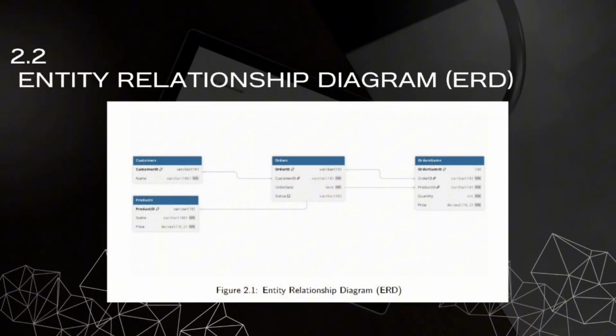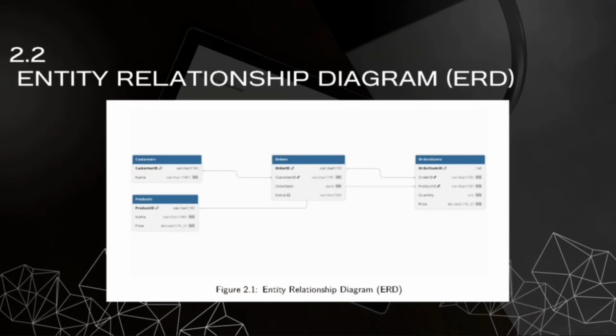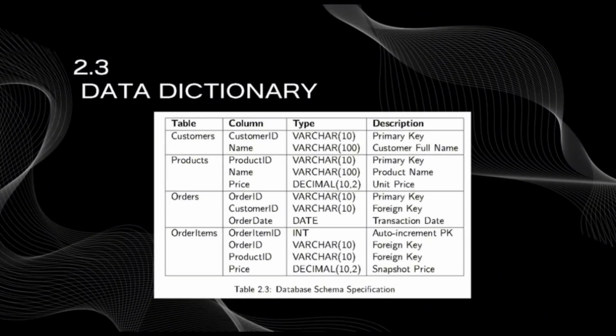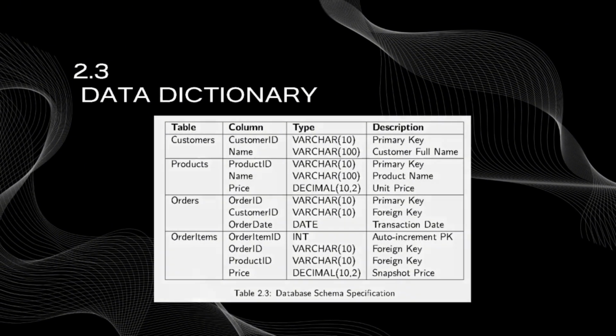Based on that process, here is our final entity relationship diagram. We have four main entities: customers, orders, order items, and products. They are linked using primary and foreign keys to ensure relationships are strictly maintained. To implement this design, we established a data dictionary as shown here. This schema specifies details such as using VARCHAR for text and decimal for price, ensuring consistency across the system.